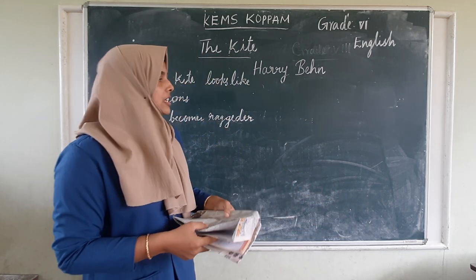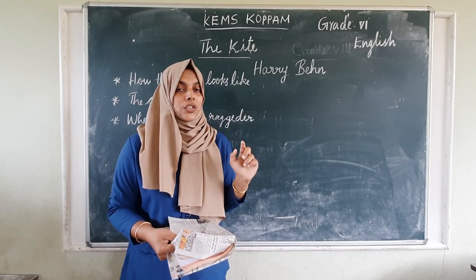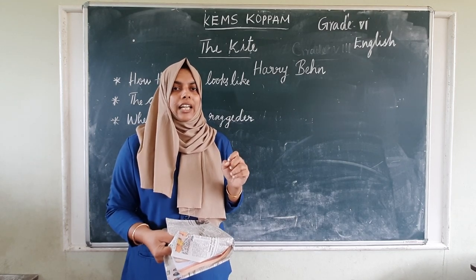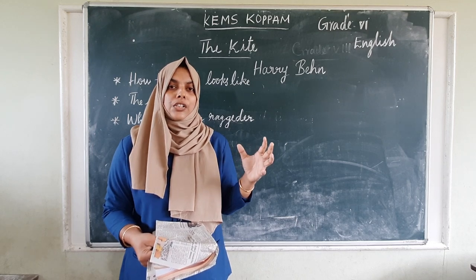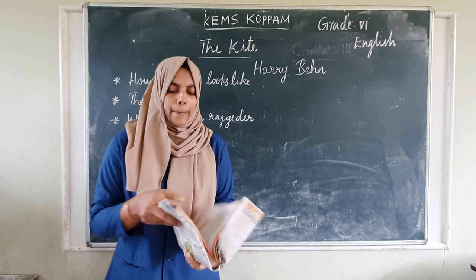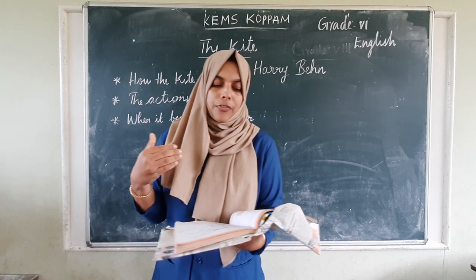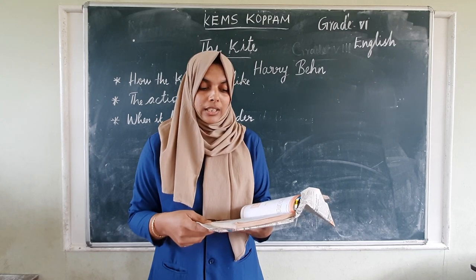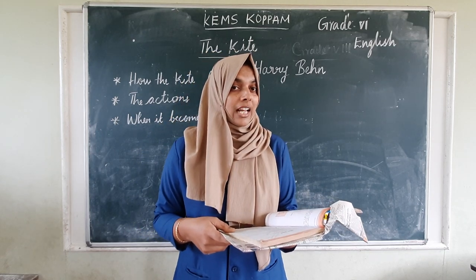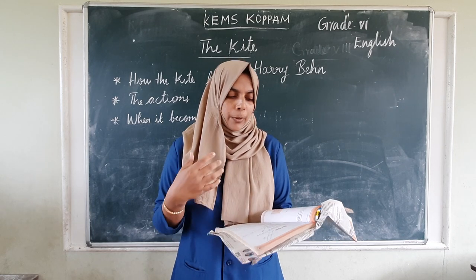Okay, first let me tell you about the poet Harry Behn. He was an American screenwriter and a children's author. Okay, he was writing poems for children. So let me read this. All of us like to fly kites. Have you ever tried to fly one? I guess everyone has tried once in their life. So let me read the poem.